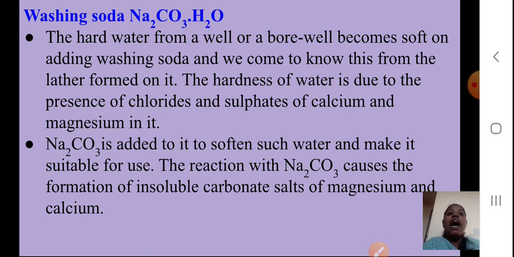Okay students, the hardness of the water is due to the presence of the chlorides and sulfates of calcium and magnesium in it. Why is it hard water, students? Because it contains many types of chlorides and sulfates of calcium and magnesium. Na2CO3 is added to it to soften such water and make it suitable for use. So to make it suitable for use, what are we going to add, students? We are going to add washing soda. The reaction with Na2CO3 causes the formation of insoluble carbonate salts of magnesium and calcium.